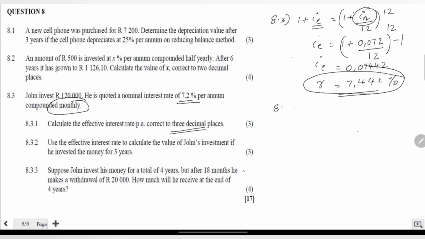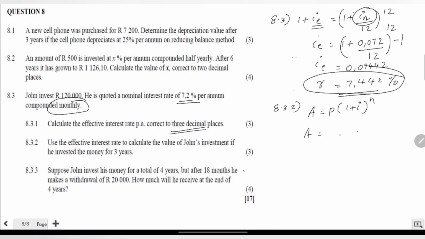Okay, so 8.3.2, use that interest rate to find the investment after 3 years, effective interest rate per annum. Okay, so what is the formula? Compound interest formula. A is equal to P(1 plus i) to the power n. Here we don't change into monthly or quarterly, because this one is an effective one per annum. So don't divide by 12 like that, don't do 3 times 12. That is only for whenever we are using nominal interest rate. Effective one is straight substitution.